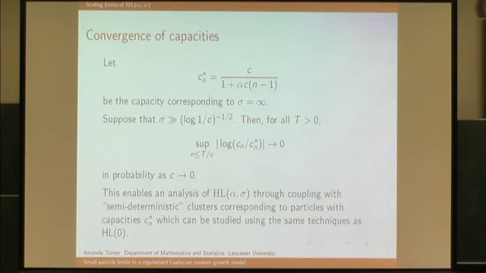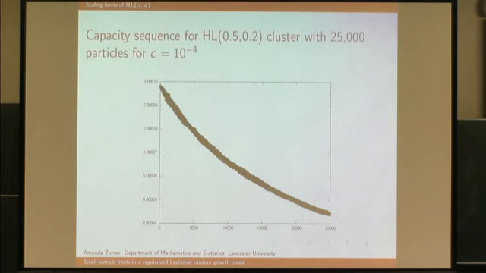Okay, so what will this allow us to do? If we can show that our capacity sequence in some sense behaves deterministically, then we can import all of the techniques that we had for HL0, and that allows us, using some coupling argument, to understand our regularized models. Here's just a simulation of the capacity sequences plotted against time, and you can see that there does seem to be some very strong deterministic behavior going on here, just very, very small fluctuations against the deterministic capacity sequence that you would expect.